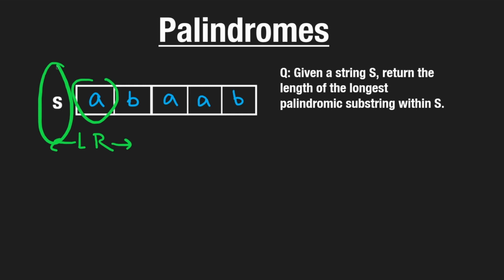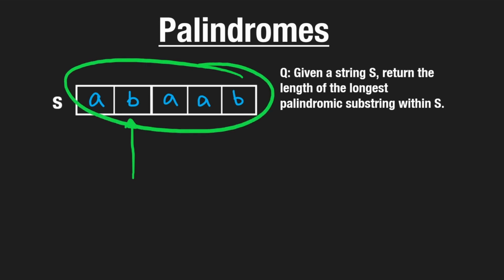When you get out of bounds, that's pretty much how you know that we have found the longest palindromic substring. For this character, the longest palindromic substring where this is the middle character is of length 1. And then we can try that with every single character in the string S.